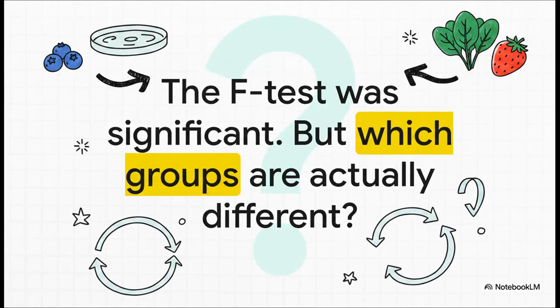So let's say we ran the numbers, and the overall ANOVA F test for this data came back significant. The p-value is tiny, so we rejected the null hypothesis. Awesome! But that just leads to our next question, right? Which groups are actually different? Is blueberry really better than control? Is there any difference between spinach and strawberry? We need to zoom in and do those specific pairwise comparisons.